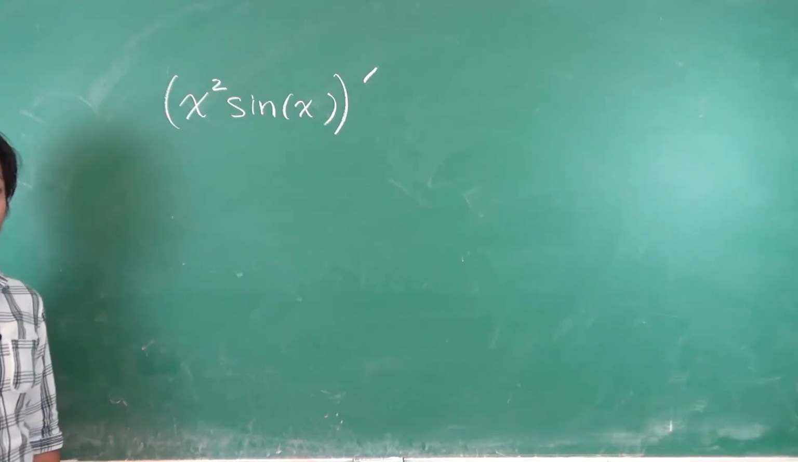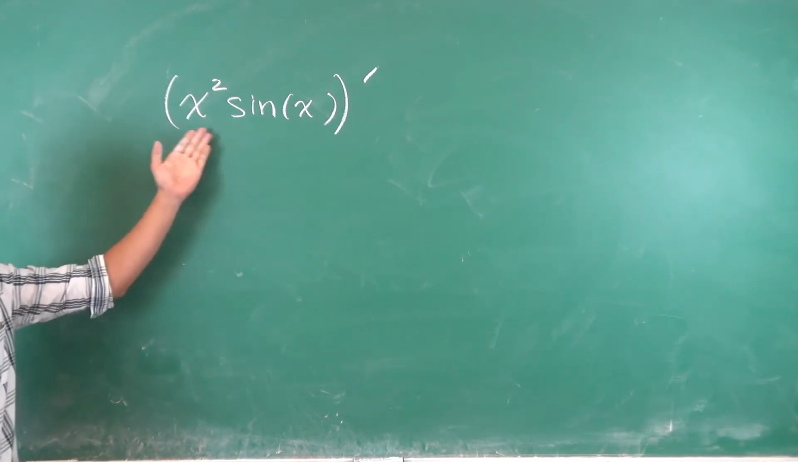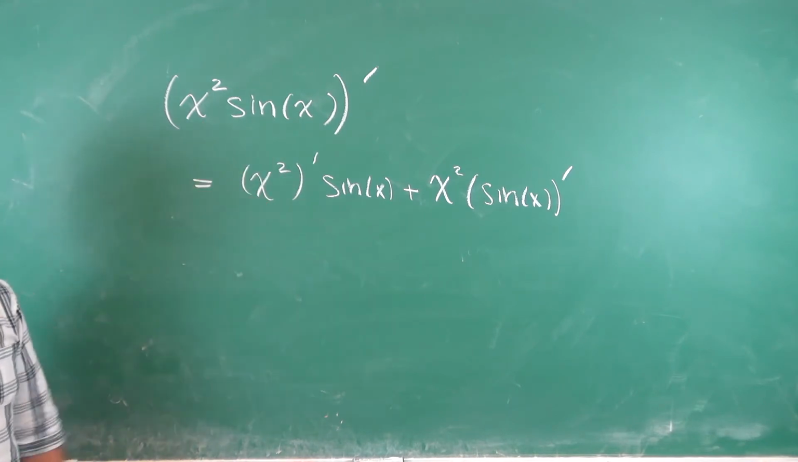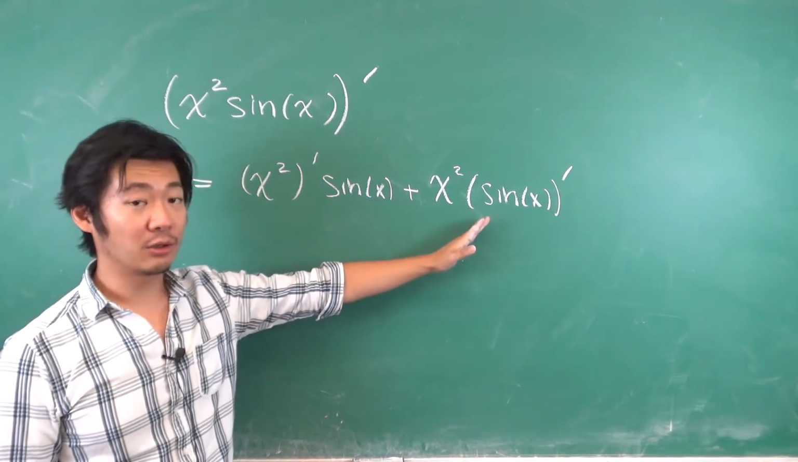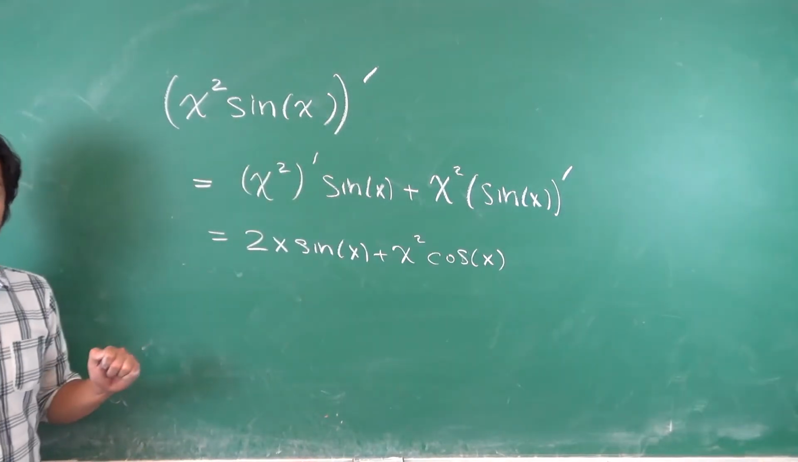Let's do a quick example to take the derivative of x squared times sine of x. This is a product, and so we'll take the derivative of the first times the second plus the first times the derivative of the second function. And so we get something like this.